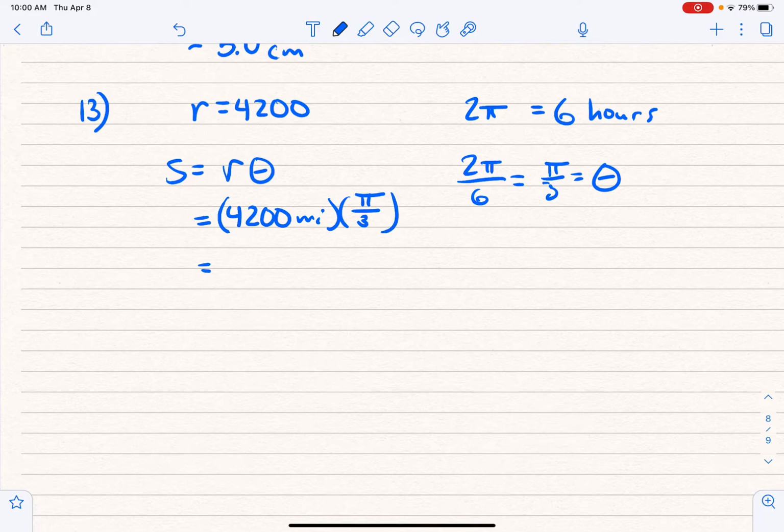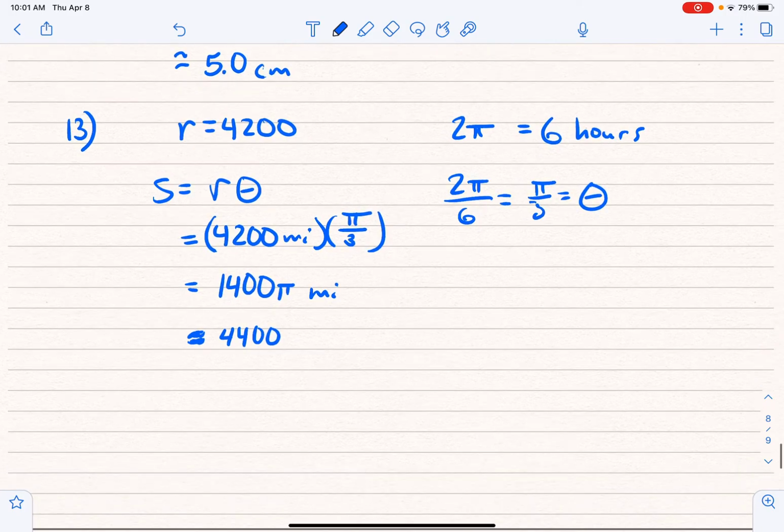So we get, 4,200 divided by 3 is what? 1,400. So we get 1,400 pi miles. Now that's a pretty terrible answer because that doesn't make a whole lot of sense. But even in the problem, it says, give the exact value. Well, that is the exact value. And then it says, approximate to 3 significant figures. And if we're going to 3 sig figs, which was really kind of dumb for the book to say because 3 sig figs actually rounds to the same as 2 sig figs, which is 4,400 miles.